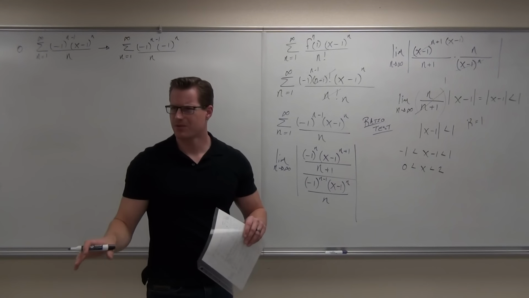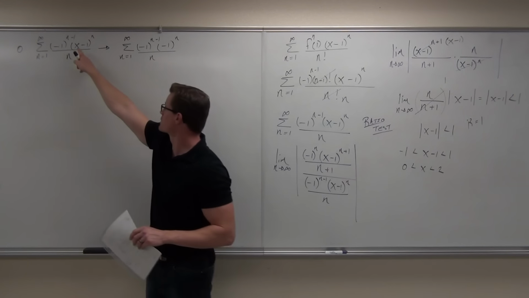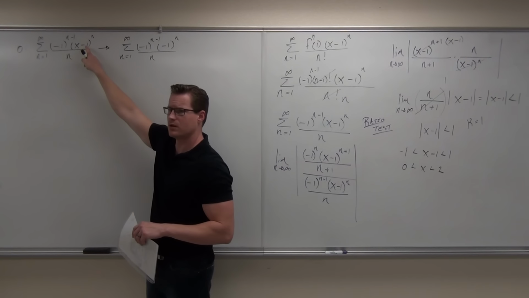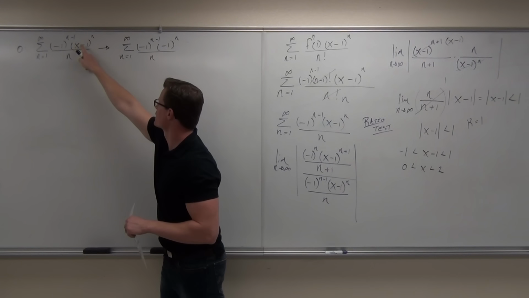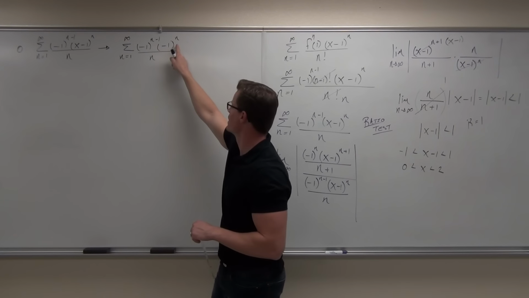You all okay with where that's coming from? If you plug in 0 for x, you're going to get 0 minus, oh, that's -1. -1 to the n. Here we got our first little piece, -1 to the n minus 1. We got the second little piece, when we plug in 0 for x, we get -1 to the n.